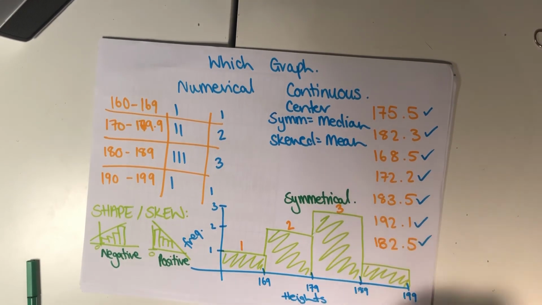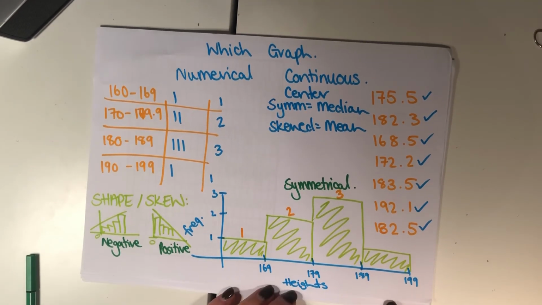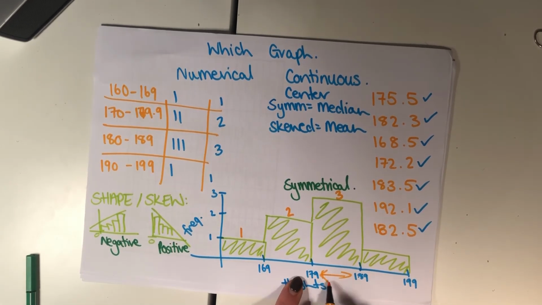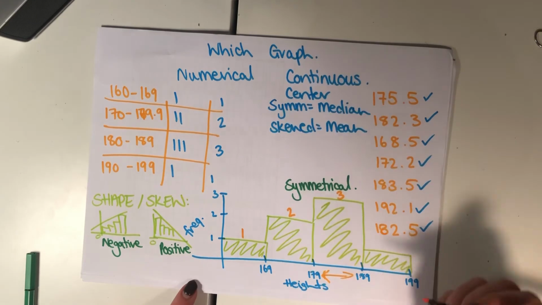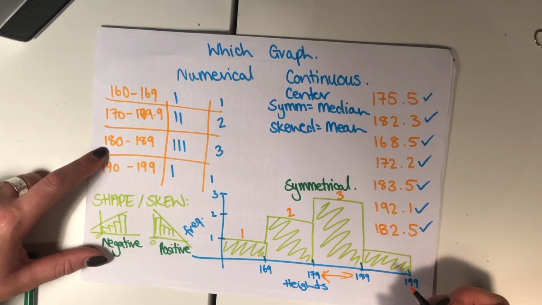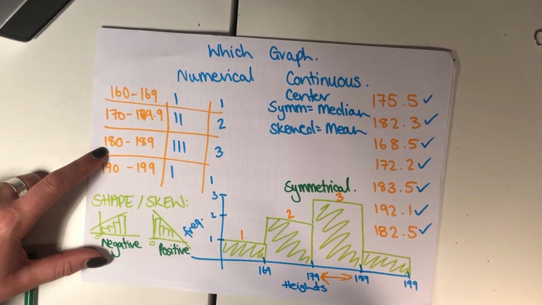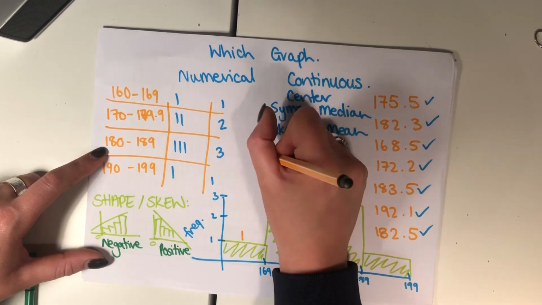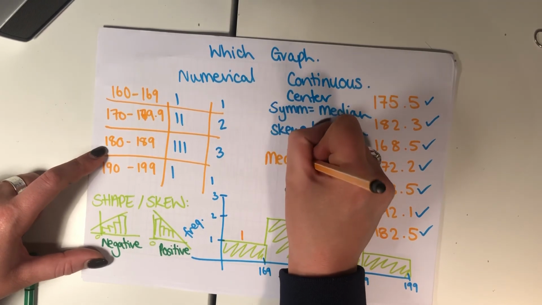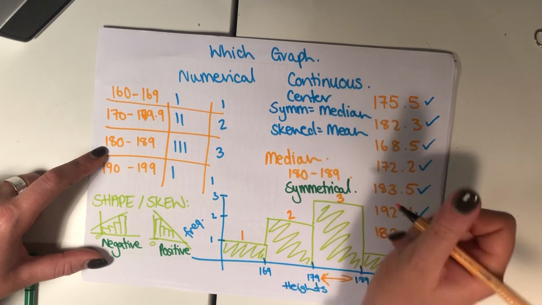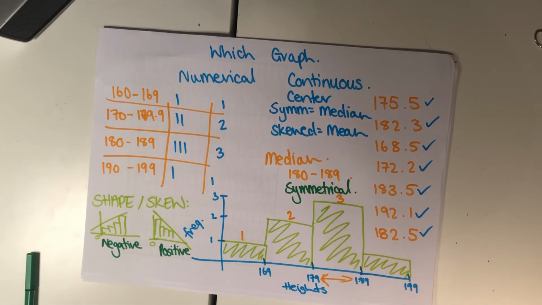My median is now not a value anymore. Instead it is a range. So my median lies in this bin somewhere, between 180 and 189. My median doesn't have a value anymore. It would be anywhere between 180 to 189. It is now in a range.